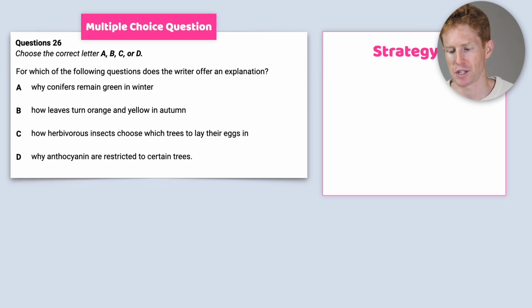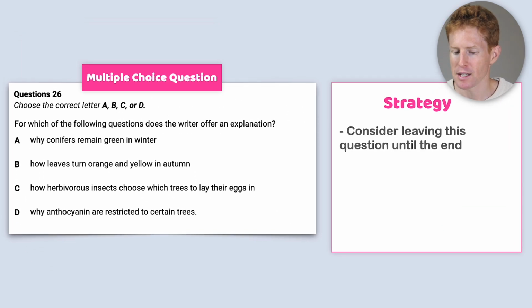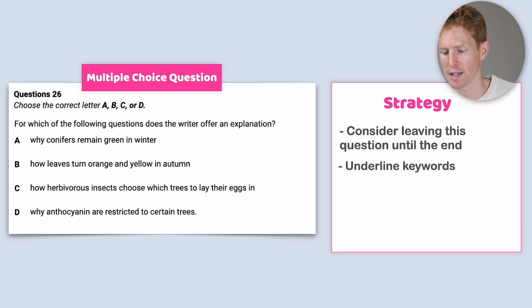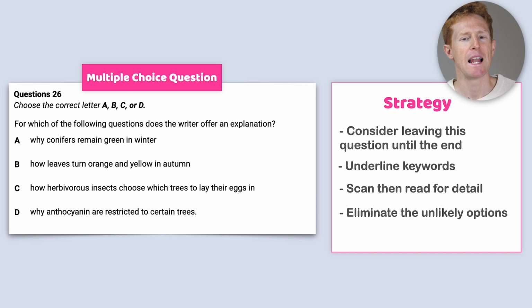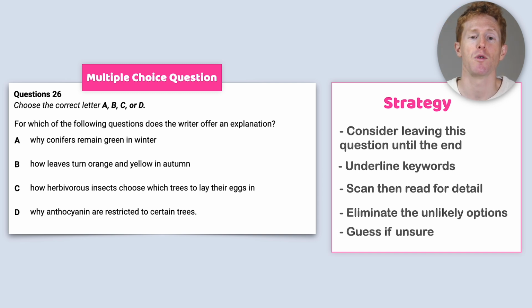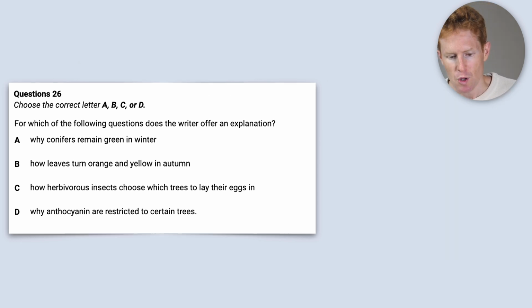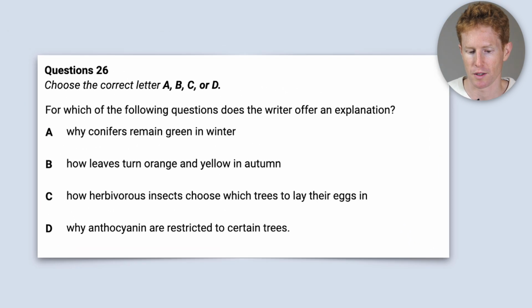What's our strategy? Well, first of all, I would consider leaving this question until the very end of the test because you've got a higher chance of getting it correct, and it's quite a difficult question. You can underline keywords and scan the text to read for detail. A good idea is sometimes to eliminate unlikely options, and if you're not sure, just guess. Remember, you don't lose marks for getting incorrect answers. So, what we're going to do is highlight some of the useful words.